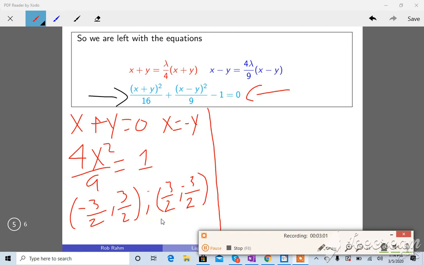So that gives me 2 points. x is equal to minus 3 halves and y is equal to 3 halves, or x is equal to 3 halves and y is equal to minus 3 halves, because x is equal to minus y. So that handles the case in this red equation where x plus y is equal to 0.